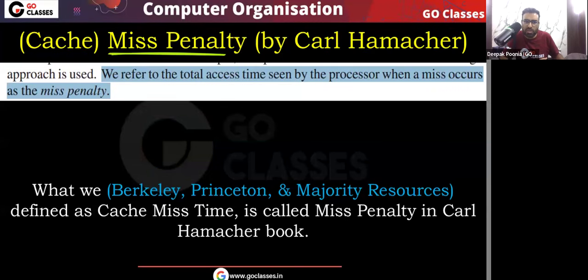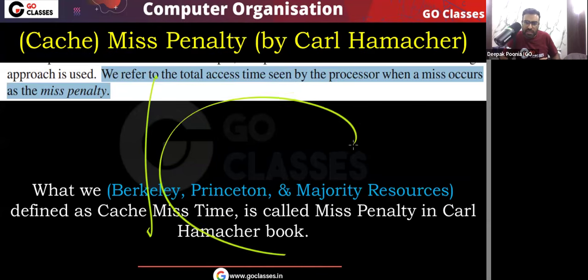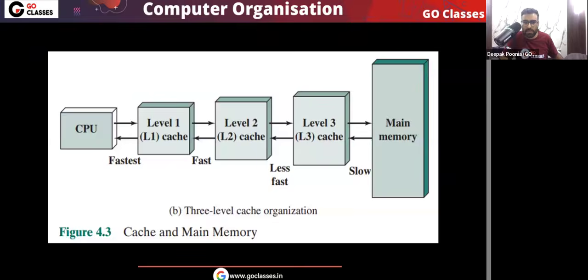So according to the majority of the authors, the miss penalty is basically the additional time after the miss detection, the additional access time. But according to some authors, like Carl Hamacher, the miss penalty also includes the time to check the cache memory for hit or miss. So what we defined as miss time in the previous lecture is called miss penalty by Carl Hamacher. Very simple.